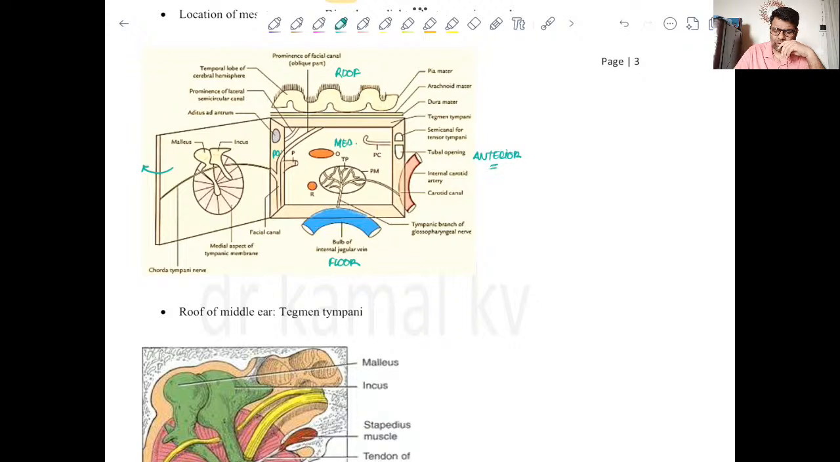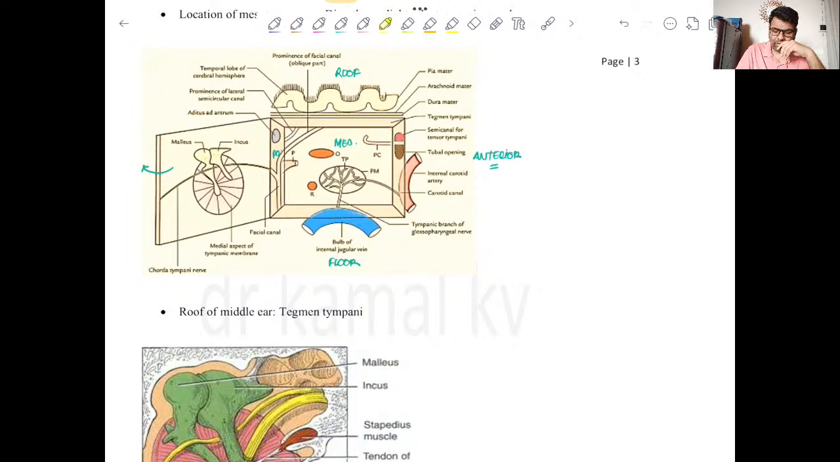In the anterior wall we can see 2 important openings. One is for one muscle, and that is tensor tympani. So this is the opening for tensor tympani here, and there is one more opening, and that is for the Eustachian tube, which connects the middle ear with the nasopharynx, right? So these are the openings in the anterior wall.